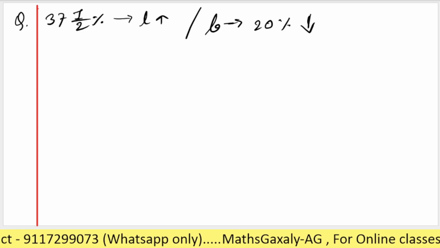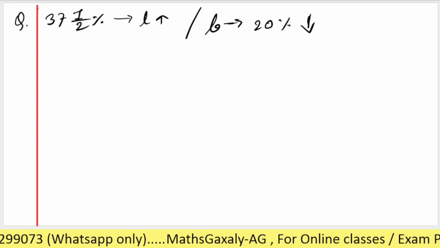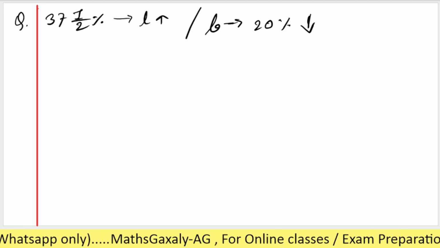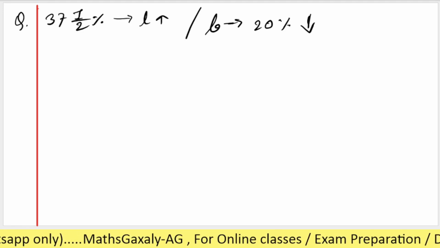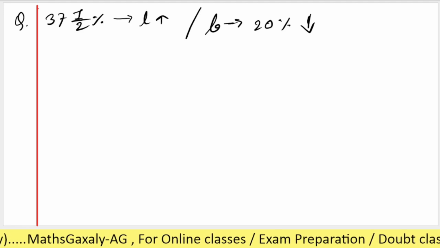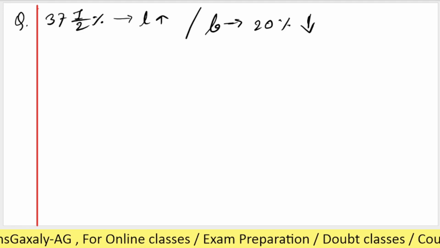I'm repeating: if the length of a rectangle is increased by 37 whole 1 by 2% and its breadth is decreased by 20%, find the percentage change in area. Please try this one.